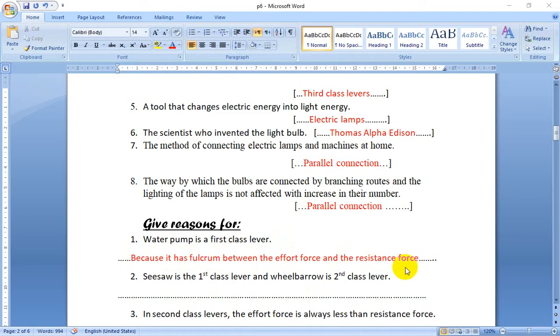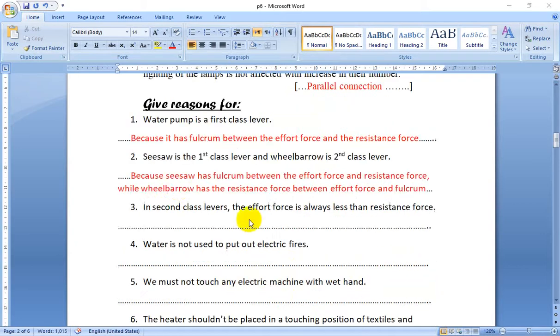Number 2. Seesaw is the first class lever and wheelbarrow is second class lever. The same answer, because seesaw has fulcrum between effort force and resistance force, while wheelbarrow has resistance force between fulcrum and effort force.